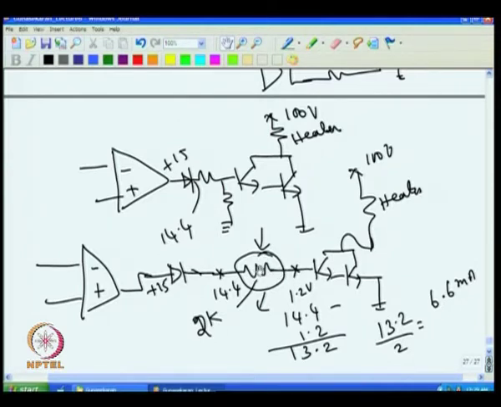Now, if I select 2k, then you will find 6.6 milliampere current is flowing through this. If 6.6 milliampere flows through this, we know this transistor has an HFE, and if it is 100, then the emitter current will be 100 times more than the base current. So, per 6.6 milliampere here, this current can be as much as 6.6 into 100 milliampere, that will be 660 milliampere current. You will find 660 milliampere current is flowing here, and then that will be multiplied again further by this transistor.